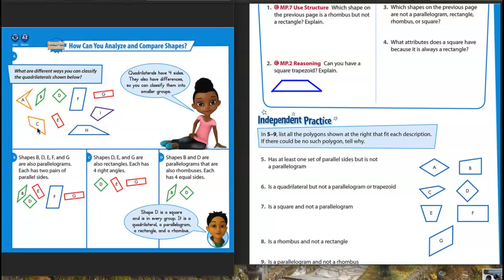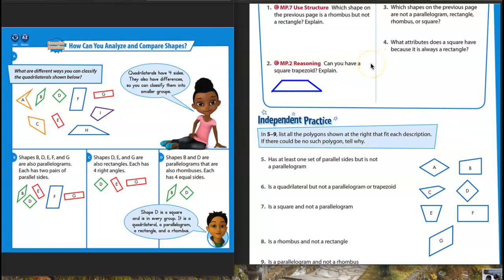Rectangle, I don't see any right angles in these four shapes. A square, once again, I don't see any right angles and I don't see equal sides. So A, C, H, and I are not a parallelogram, a rectangle, a rhombus, or a square.